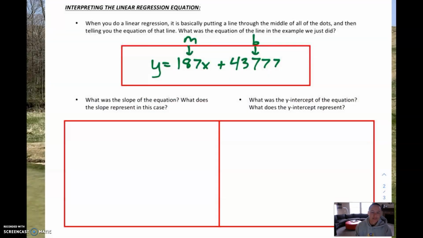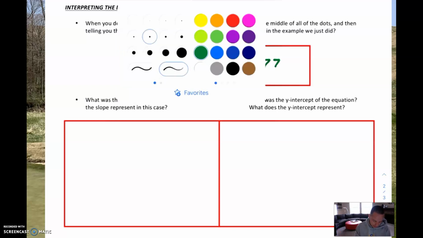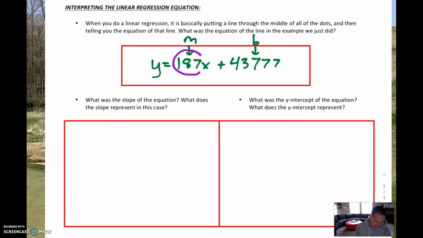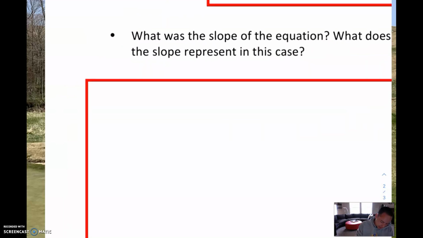From our last video, we have found that the slope of that line was 187 and the y-intercept of that line was 43,777. So first question just says, what is the slope and what does the slope represent? As we know, the slope is this value right here, 187. So I'm going to say the slope is 187.